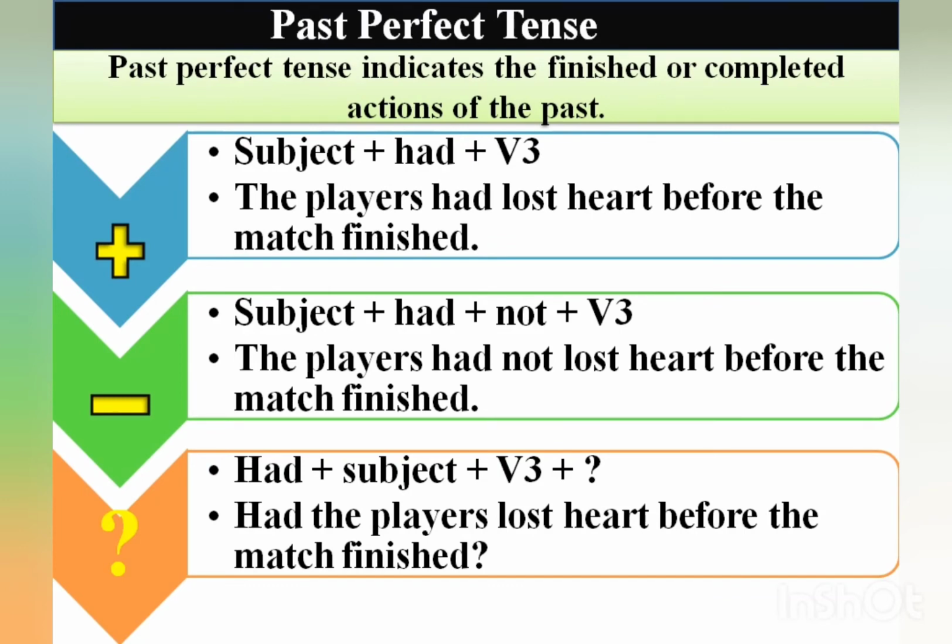But if we have to make a negative sentence, that is, we have to use the word not, then how will we write? We will put subject plus had plus not plus third form of verb. Okay. So the players had not lost heart before the match finished, means they had not given up. But if we have to frame this in a question form, interrogative form, then how do we do it? We use had plus subject plus third form of verb plus question mark. Okay. So, had the players lost heart before the match finished? This is how you will turn it into an interrogative sentence.